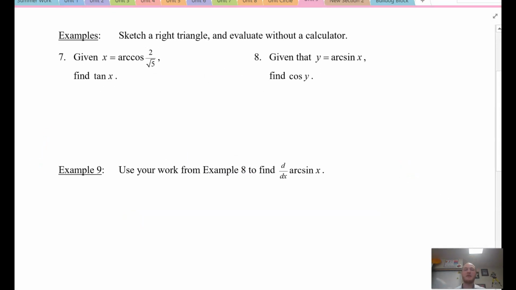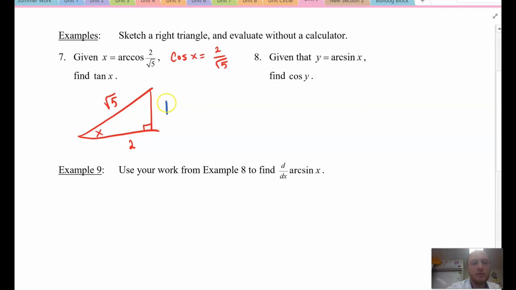and they say here, given that x is equal to arc cosine of 2 over root 5, find tan of x. Well, it's important to note that if I wanted to rewrite this using an inverse function, cosine of x is equal to 2 over root 5, right? I just rewrote it with inverse, okay? And now I can draw a right triangle. Isn't that pretty right here? So cosine of x, this angle, is 2 over root 5, adjacent over hypotenuse. And if we do Pythagorean theorem, then this side will be 1.